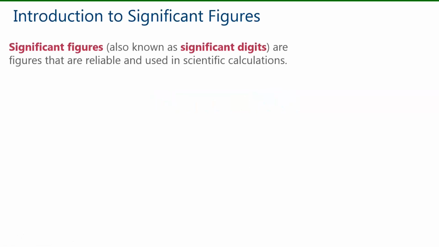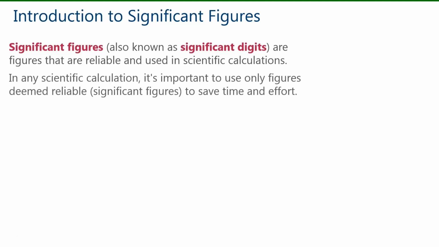Significant figures, which are also called significant digits, are figures that are reliable and used in scientific calculations. In any scientific calculation, it's important to use only figures deemed reliable, called significant figures, to save time and effort.